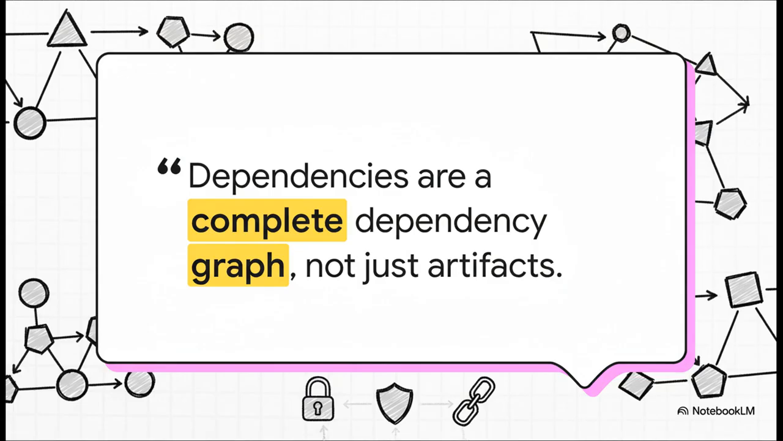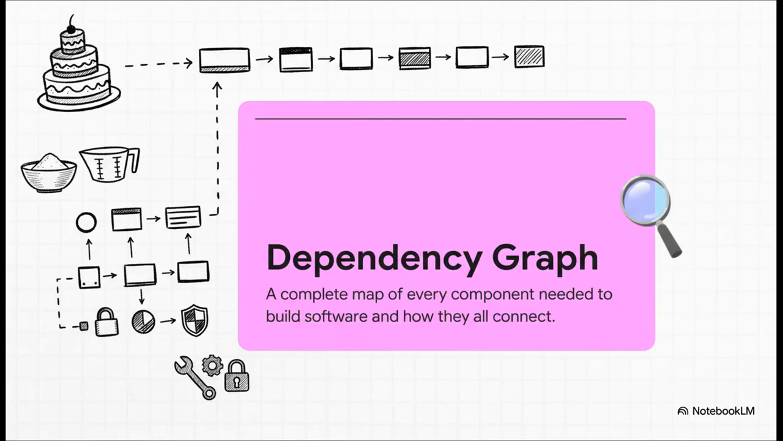That's the graph. Here's a good way to think about it. Imagine someone hands you a cake. You probably wouldn't just eat it without knowing what's in it, right? You'd want the full recipe, every ingredient, every measurement, every single step. A dependency graph is exactly that, but for your software. It maps out everything, not just the libraries you directly use, but the dependencies of those dependencies, and so on, all the way down to the very compilers and tools used to build the whole thing.